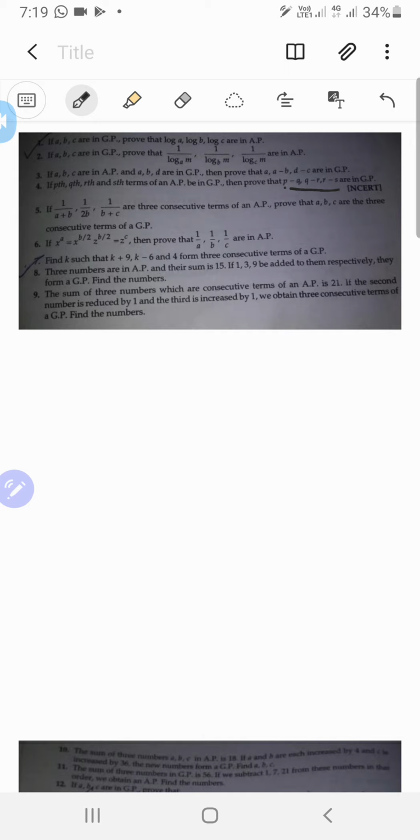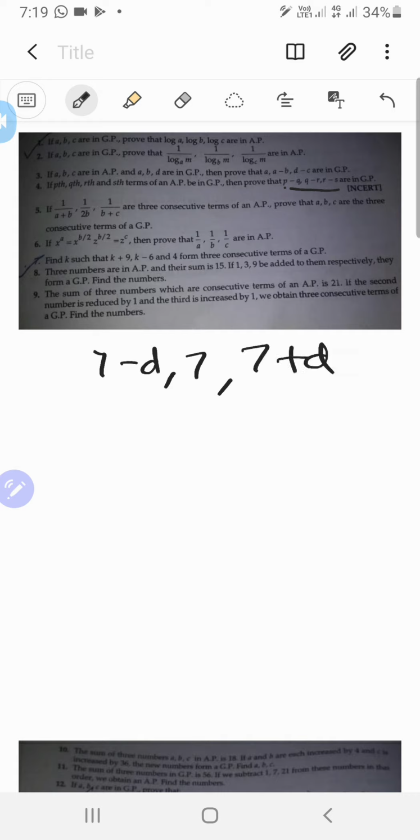Okay, let's go to the next question. The sum of three numbers which are consecutive terms of an AP is 21. If the second number is reduced by 1 and the third is increased by 1, you obtain three consecutive terms of a GP. Oh, okay, it's almost the same as before. So suppose these are a minus d, a and a plus d. The middle term is supposed to be 7. So this is going to be 7 minus d and 7 plus d.